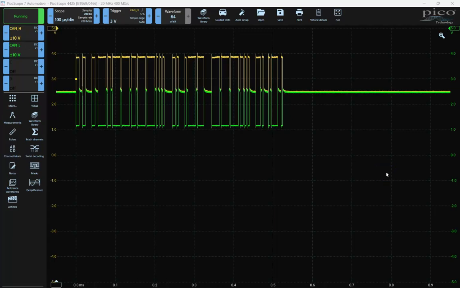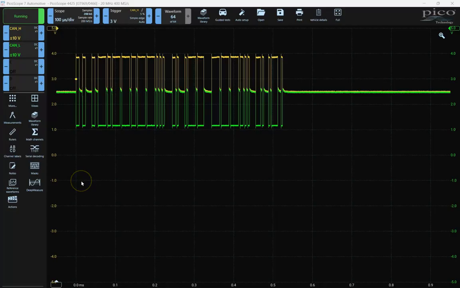I'm using CANalyzer to generate a single 250K baud J1939 CAN message that is configured to appear that it's being broadcast by the engine controller. And this is the message that contains engine speed information.